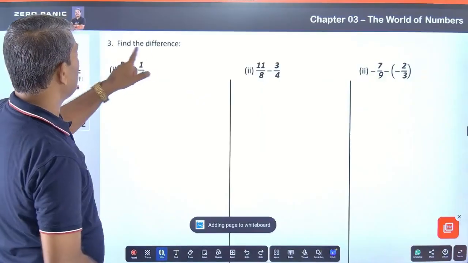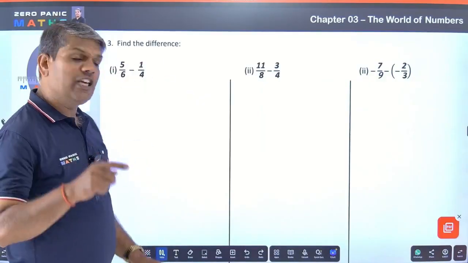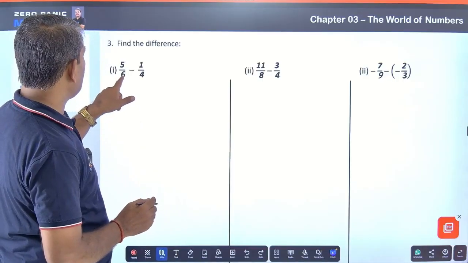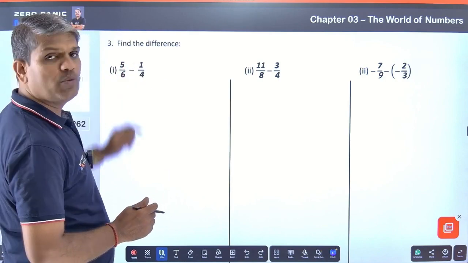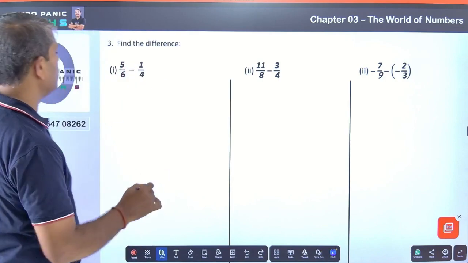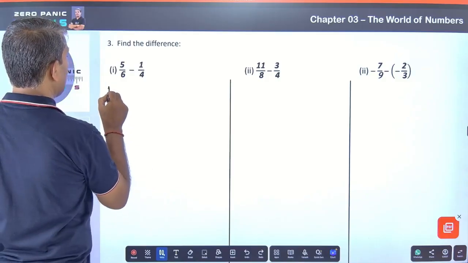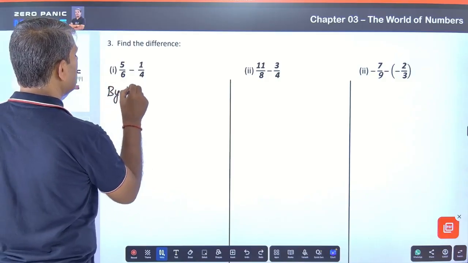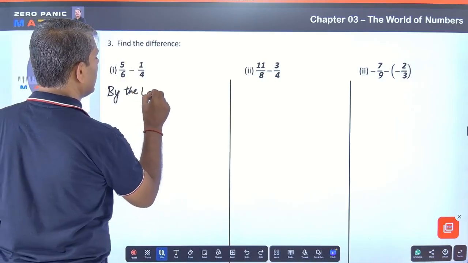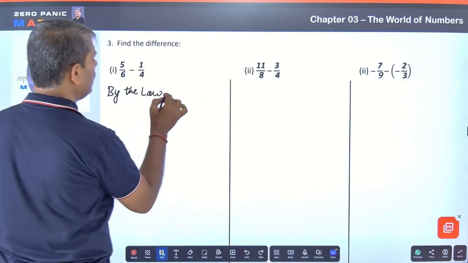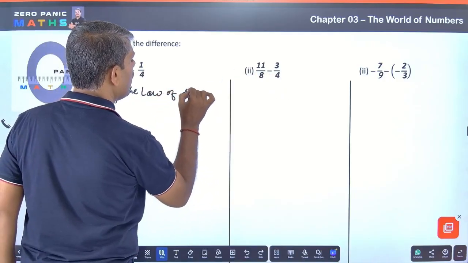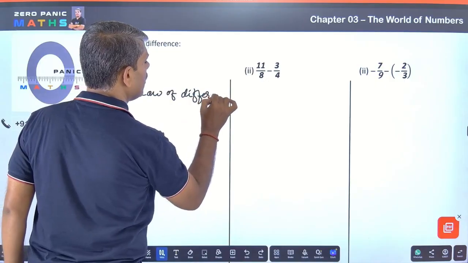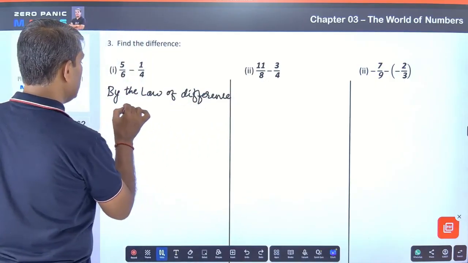So now the next set of problems will be exactly similar to this, but with the negative sign. It is the difference that you are going to find. Here also you are converting the denominators to the equal value and subtracting the numerator values. That's all we are going to do. So for this also I'll write by the law of difference. For the first problem I'll write, you will write it for the other two problems. Law of difference, or law of subtraction, you can say.